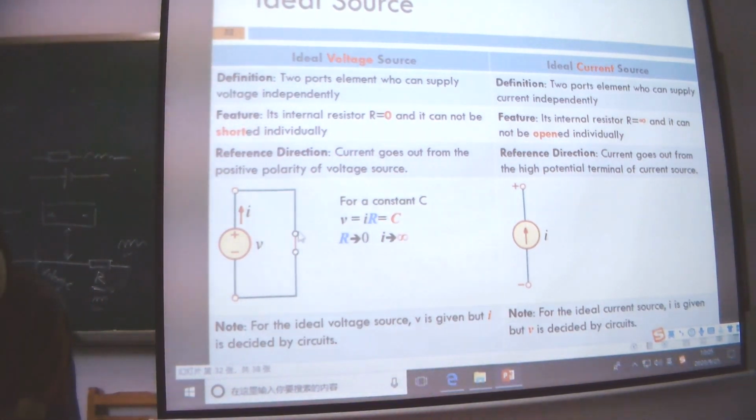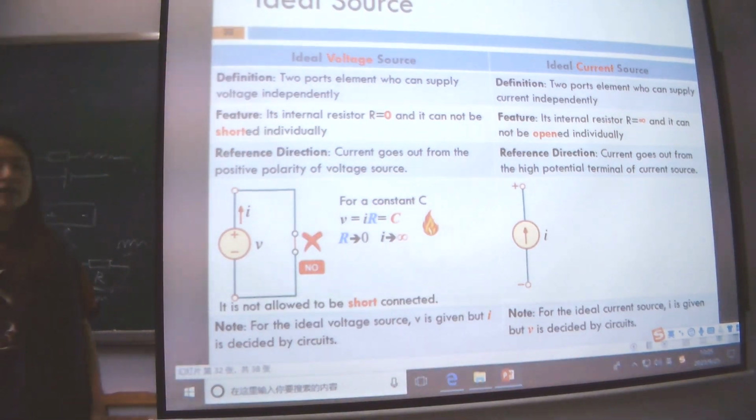if we connect these two points, what will happen? If we short it. Short means there is no resistance inside, right? Yeah, meaning our R tends to 0. When it tends to 0, from this equation, we can see V is a constant, and if R tends to 0, our I must tend to infinity. When I tends to infinity, what will happen?